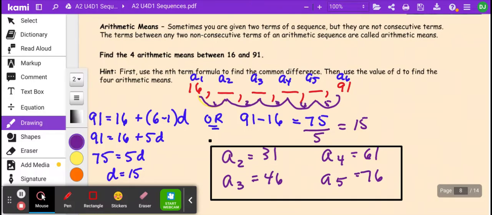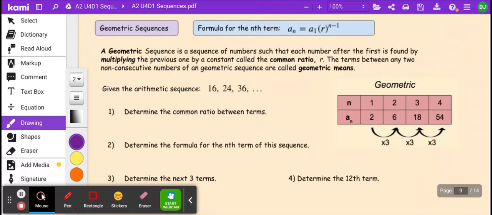Okay, so take a look, right? And did we get the second term? 16 plus 15 is 31. Keep adding 15, and then always do a checkaroo. When you get to that last mean, 76 plus 15 is 91. Check, it is. Okay, so that was a little exploration into the arithmetic sequence. Now let's take a look into the geometric sequence.